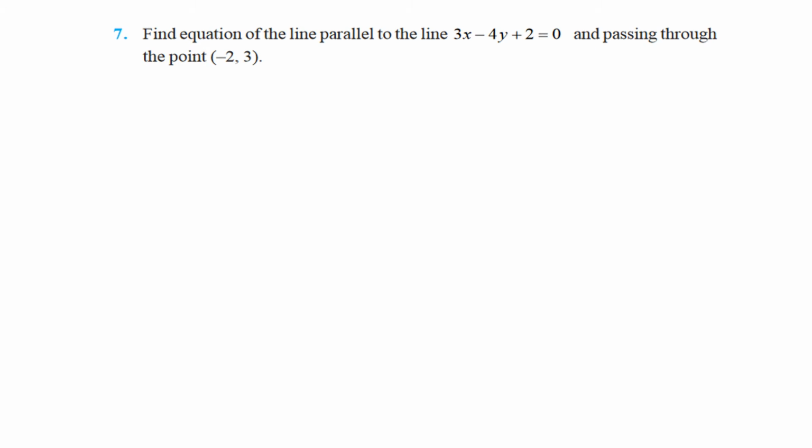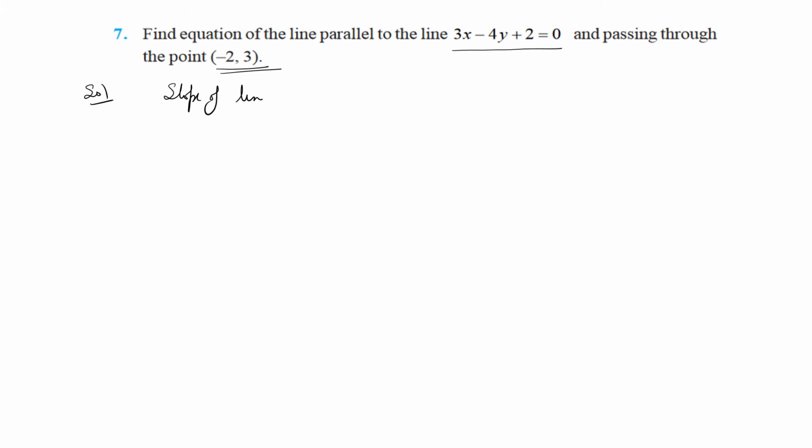Now next question number 7 is, find the equation of the line parallel to the line 3x minus 4y plus 2 equal to 0 and passing through the point. Okay. Now you know that if a line is parallel to this line, it will have the same slope as that of this line. Okay. So let us find that slope.